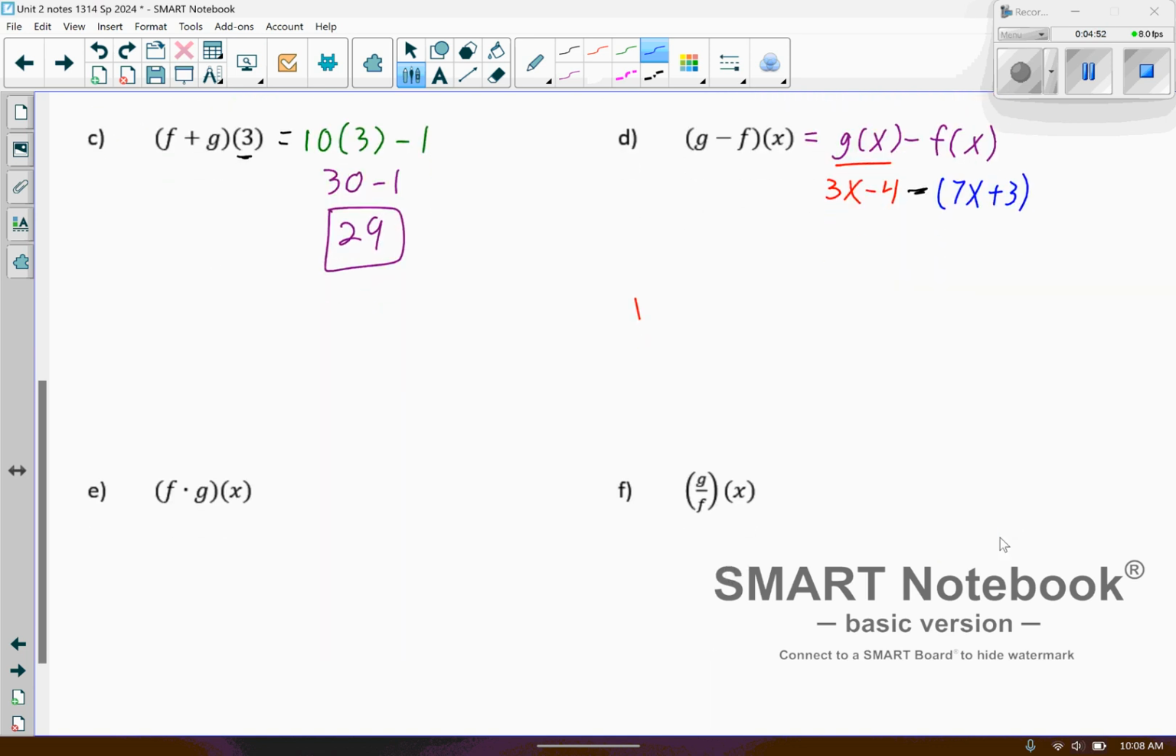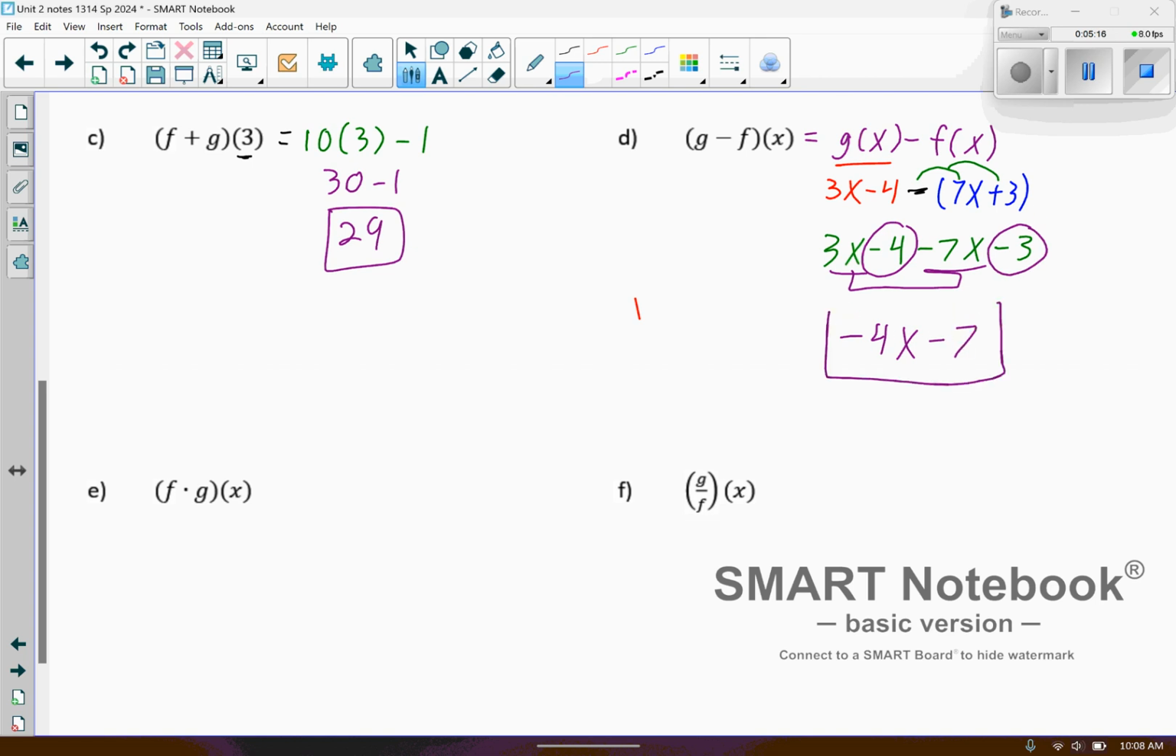So let's go ahead and do that. I'm going to distribute here and here. So I still have my 3x minus 4, and then this becomes minus 7x minus 3. And then just like on the one above it, we're going to combine our like terms. So 3x minus 7x is negative 4x. And then a minus 4 and a minus 3 combine together as a minus 7. And that's what we're looking for right here. So that's what g minus f of x comes to once we simplify that and subtract the two functions.